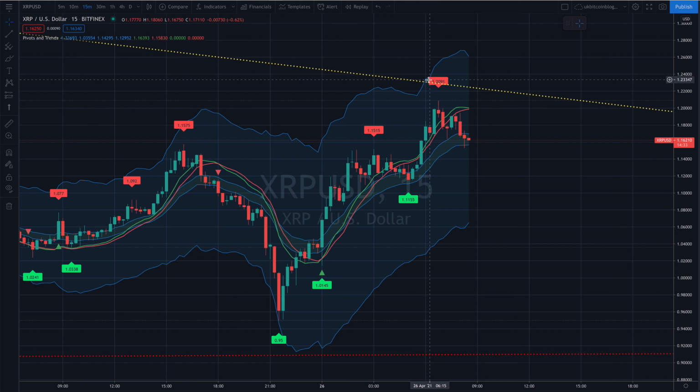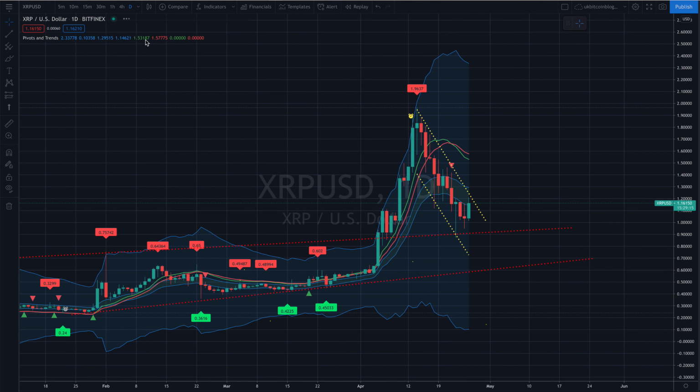I need a breakout of this wedge. It's just bounced off the top of it. If I get a breakout of this wedge, I'll be looking for the buying opportunities before the SEC conference thing. Okay, so that's really where I'm at with Ripple. It's pretty simple. I just use the daily and 15-minute chart.